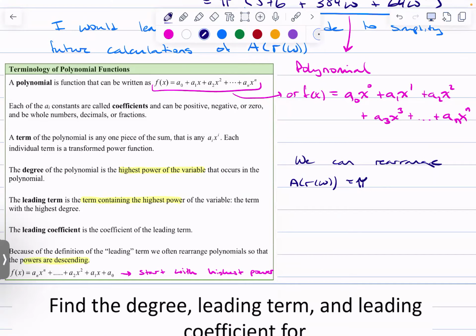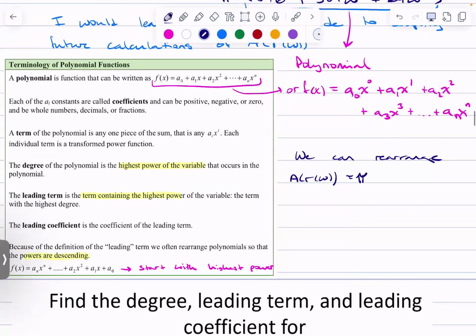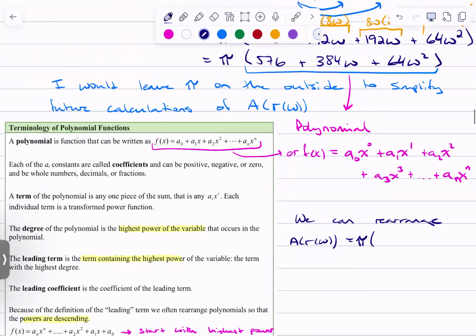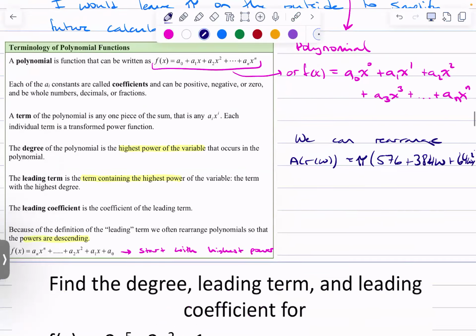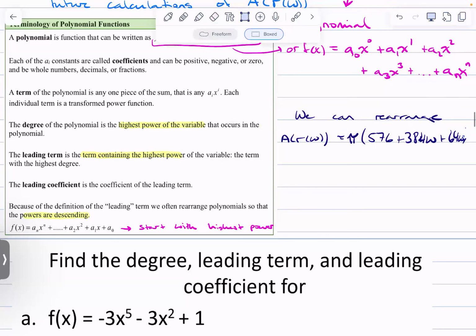Pi... tempted to divide by pi on both sides, but that would be weird. 576 plus 384w plus 64w squared. Let me scooch this here. W squared.